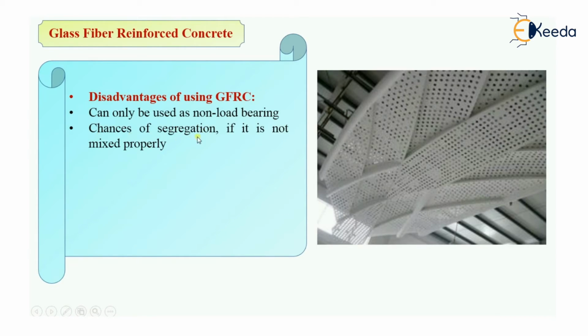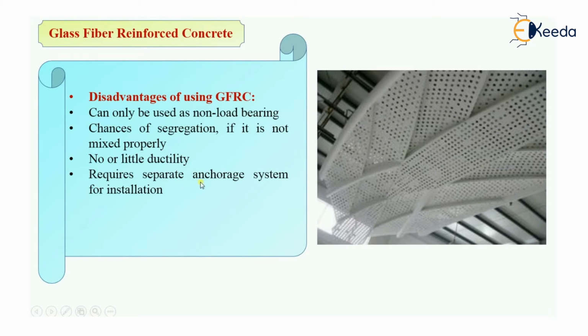Then there are chances of segregation if it is not mixed properly. Segregation is nothing but separation of material. So if you are using glass fiber reinforced concrete, there are chances of segregation, that is, separation of the constituent materials of the concrete mix. Then there is no or little ductility. This type of concrete will have very little ductility, as glass is a brittle material. So this type of concrete will have no or very little ductility.